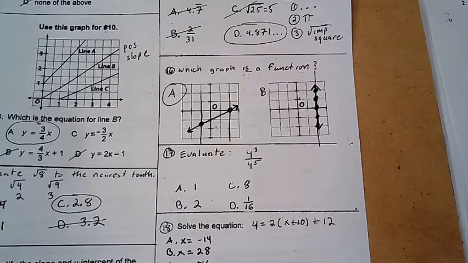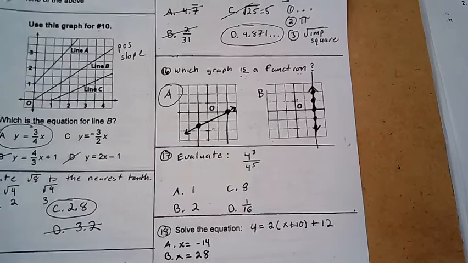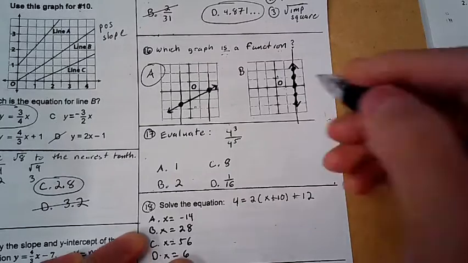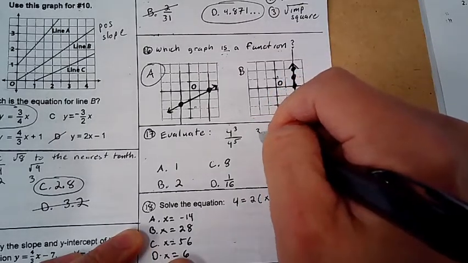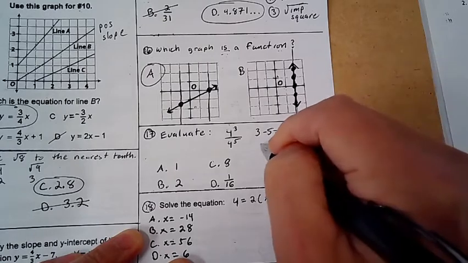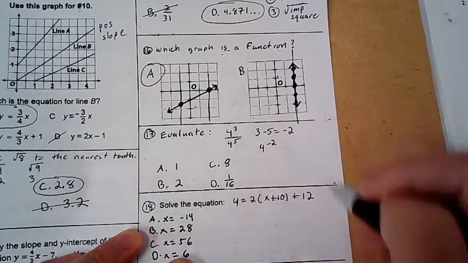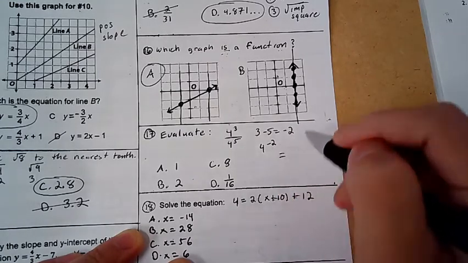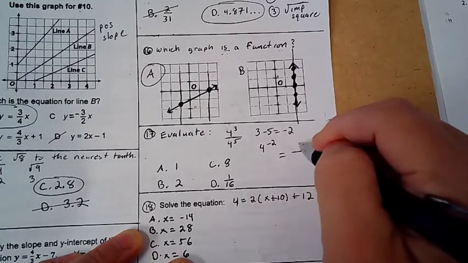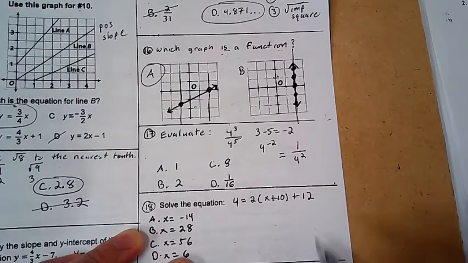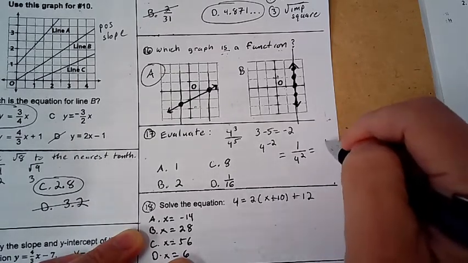Okay. Number 17. Okay, a couple different ways to do this. 3 minus 5. 3 minus 5 is -2. So what you have is 4 to the -2. Okay, it's a negative exponent. We're going to rewrite that as a fraction. 1 over 4 to the +2. 4 to the +2 is 16. This is 1 over 16.